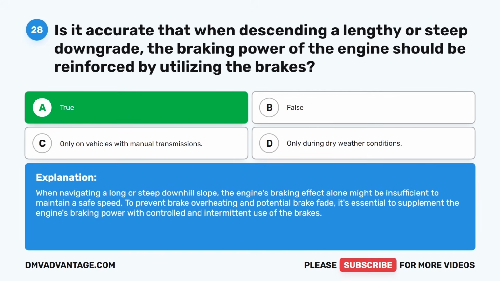When navigating a long or steep downhill slope, the engine's braking effect alone might be insufficient to maintain a safe speed. To prevent brake overheating and potential brake fade, it's essential to supplement the engine's braking power with controlled and intermittent use of the brakes.